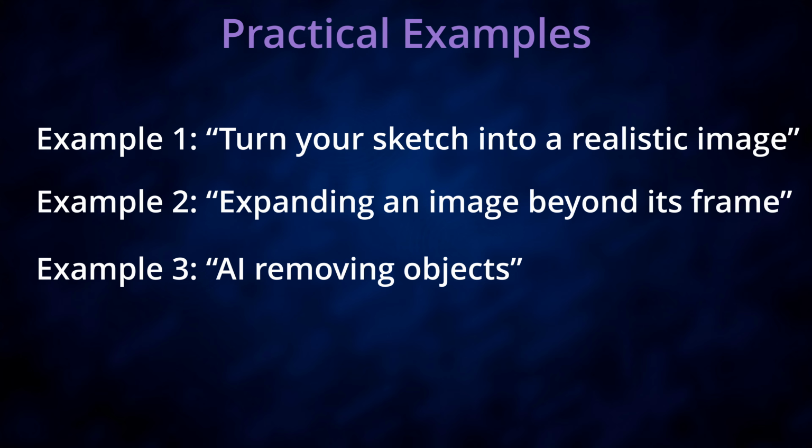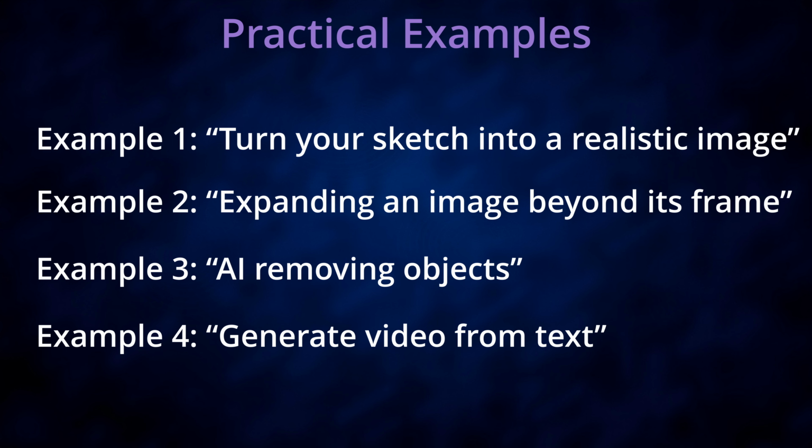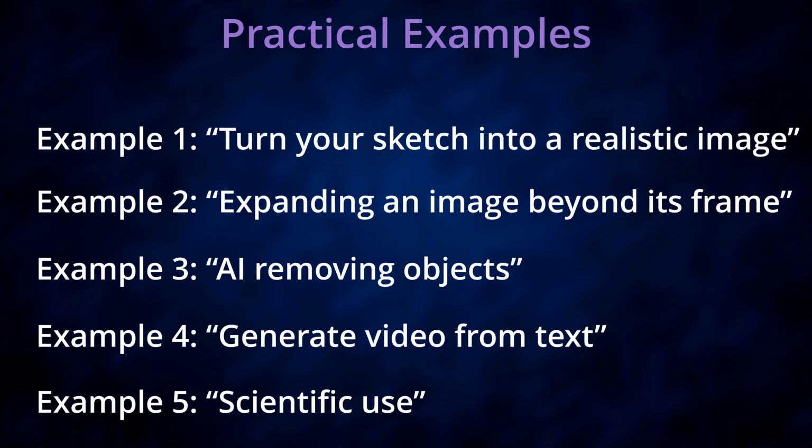AI removing objects. Remove a person from a photo. Diffusion fills the background logically. Grass, shadows, textures. Generate video from text. Modern diffusion models create short videos. A drone flying over neon Tokyo at night. 5-second video. Scientific use. Diffusion models help predict molecular structures, design new proteins, simulate weather patterns, enhance MRI and CT images.